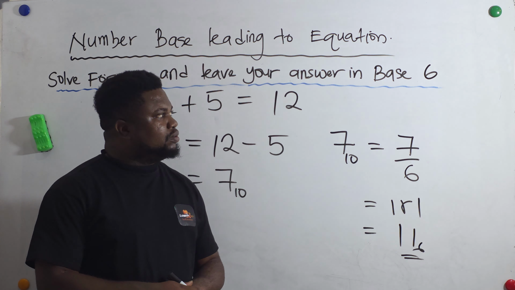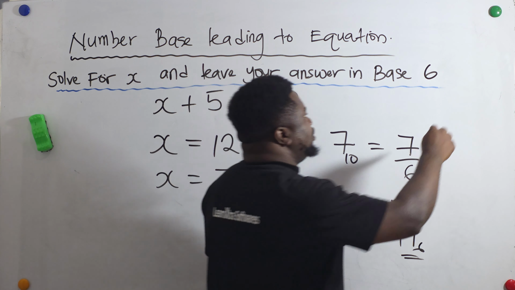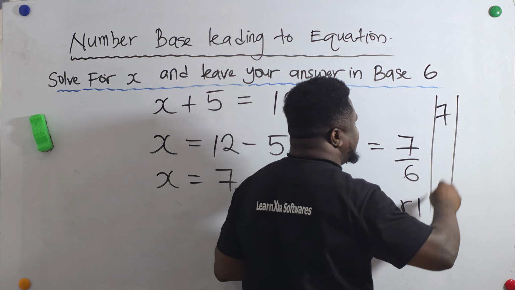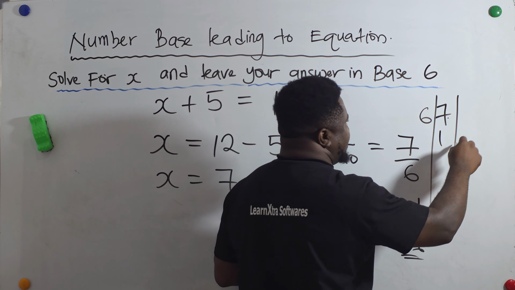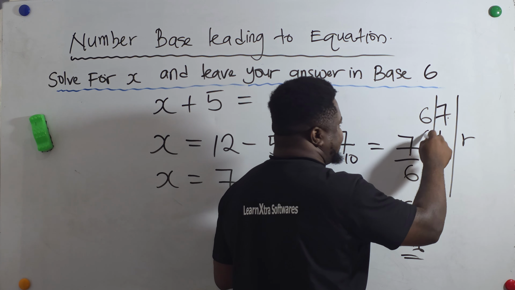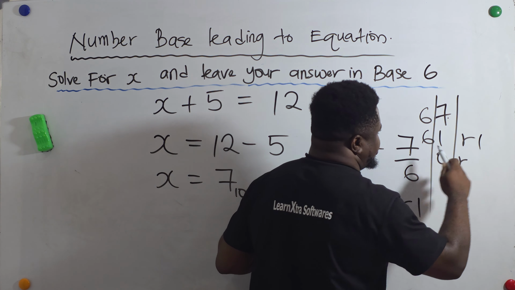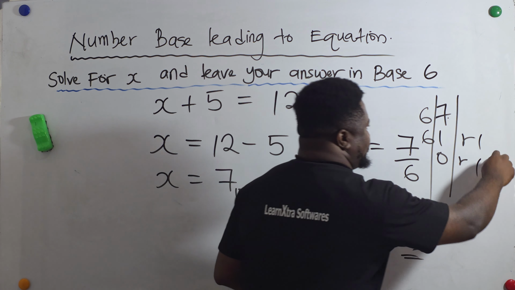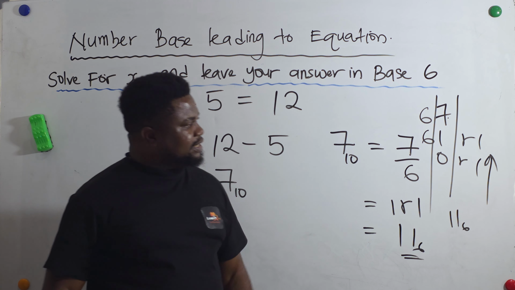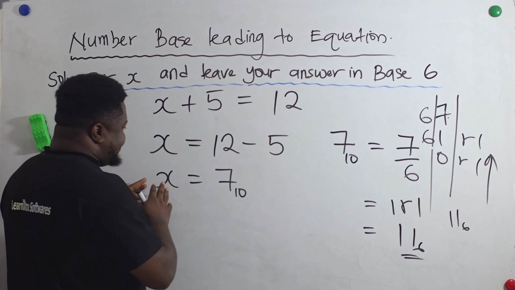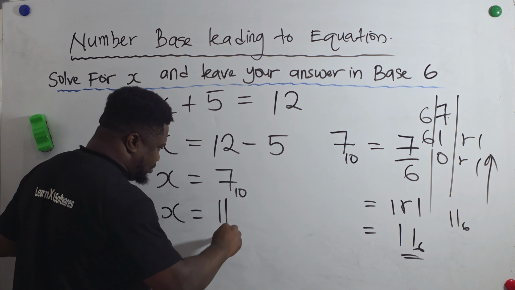Is it clear to you? Yes. If it's not clear, you can still do your normal division that goes like this. You go by 6. 7 by 6 is 1, remainder 1. Go again. By 6, you have 0, remainder 1. It now counts up. You have 1, 1, in base 6. That's it. So therefore, we can say that if x is 7 in base 10, it means that x is equal to 11 in base 6.